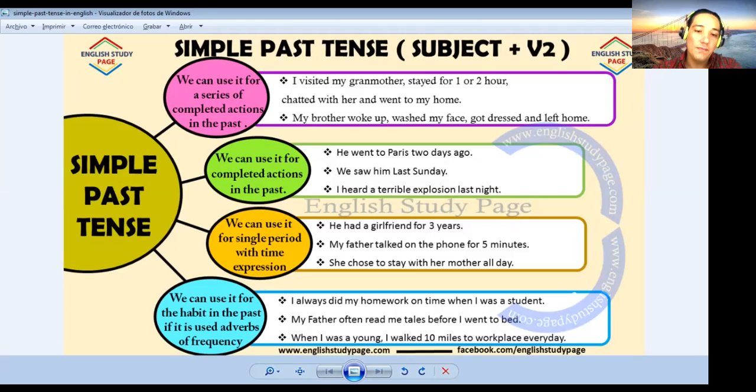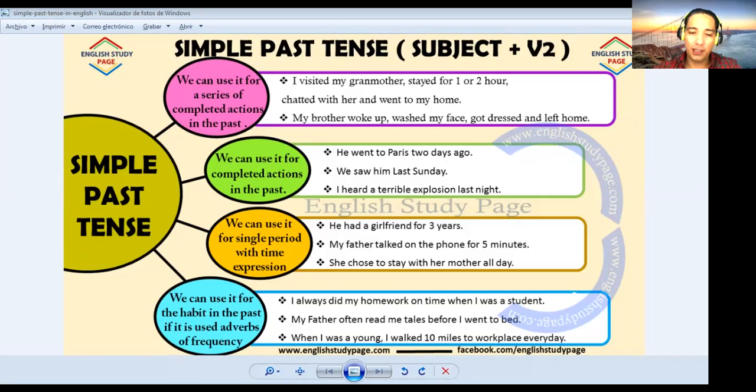También se puede utilizar para un periodo singular con expresiones de tiempo. He had a girlfriend for 3 years. Él tuvo una novia por 3 años. My father talked on the phone for 5 minutes. Mi padre habló en el teléfono por 5 minutos. She chose to stay with her mother all day. Ella eligió estar con su madre todo el día. Y la última, se puede utilizar para hábitos en el pasado, con adverbios de frecuencia.